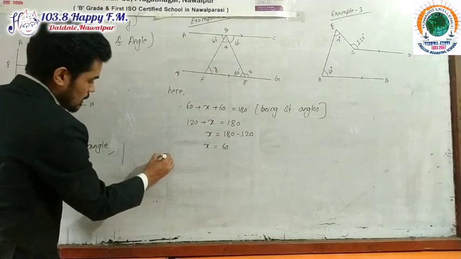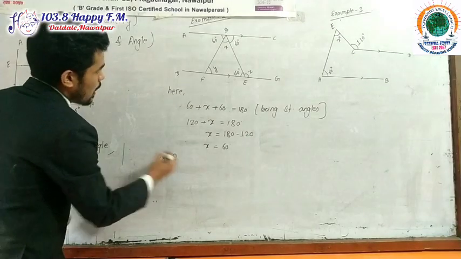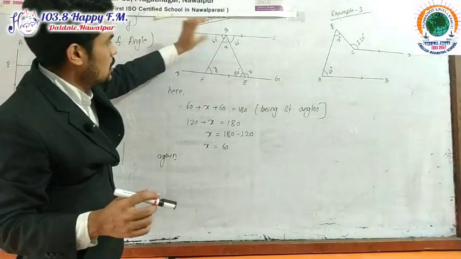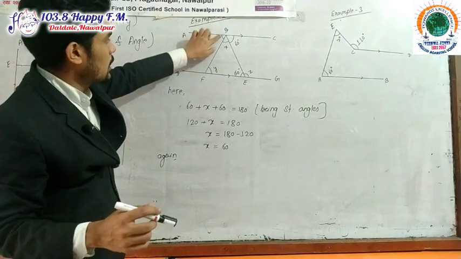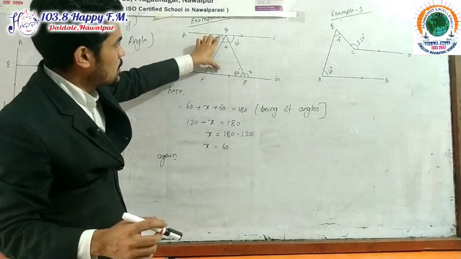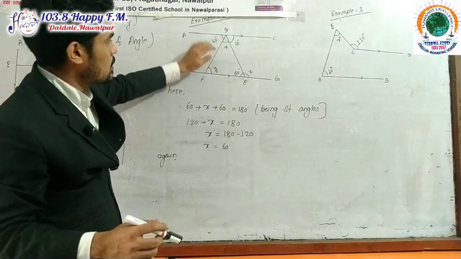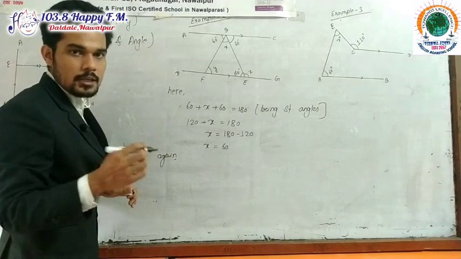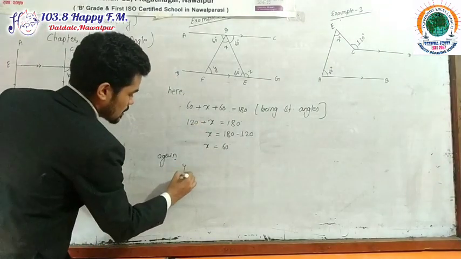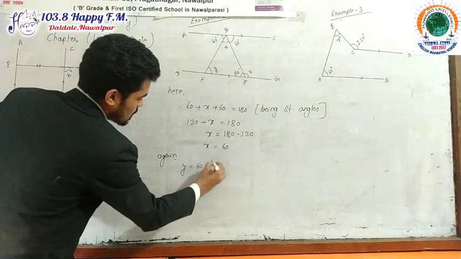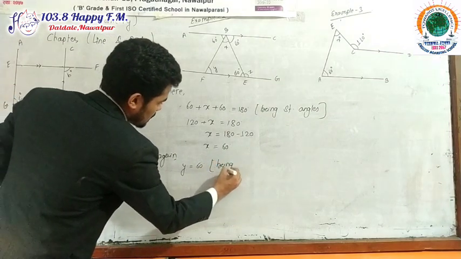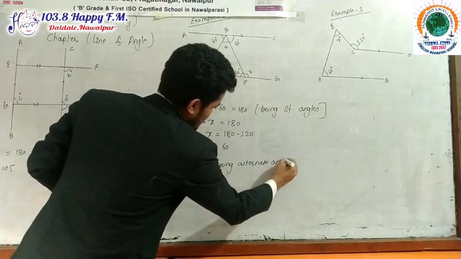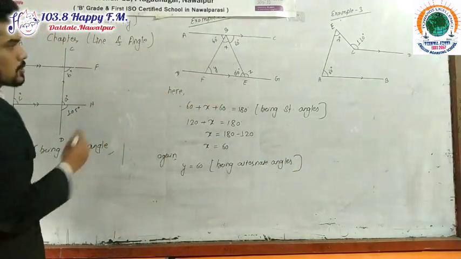Now to find the value of Y, you can see I have already told BF is a transversal, so 60 and Y are non-adjacent interior angles on the different sides of the transversal. 60 and Y are alternate angles, and the relation between alternate angles is they are equal. So Y is equal to 60 degree. What is the reason? The reason is being alternate angles. Okay, so Y is equal to 60 degree.